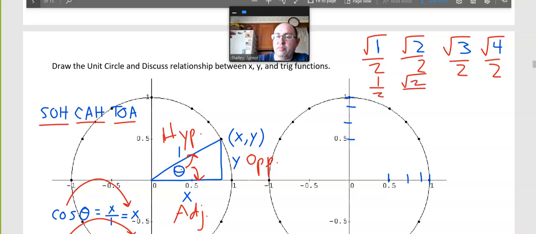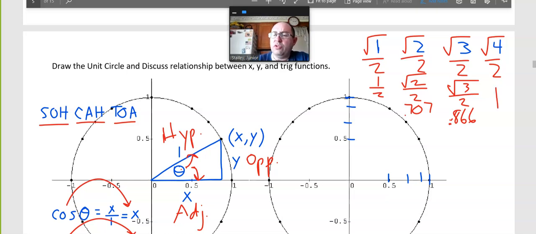This one does not simplify, although it is approximately 0.707 if you needed a decimal. I mean, we know 1/2 is 0.5. What about radical 3 over 2? No, that doesn't simplify. And that is 0.866. Sorry, the decimal point got a little out of control there. And then at the last, that reduces to 1.